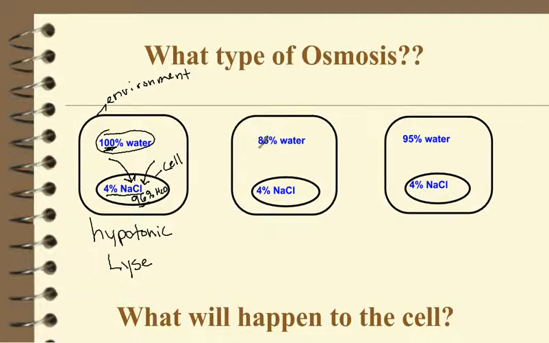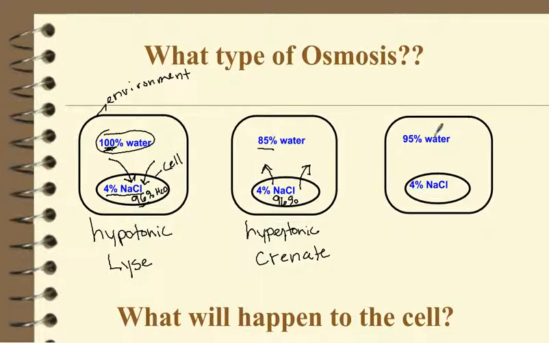For our second cell, we have 85% water on the environment. And again, our same cell, we have 96% water. 96 is more than 85. So for this cell in this environment, the water is going to go out of the cell. Okay, high to low concentration. 96 is high, 85 is low, so the water is going to leave this cell. Now, when the water goes out, we called that hypertonic. And we said when the water goes out of the cell, it causes it to shrivel up and crenate.